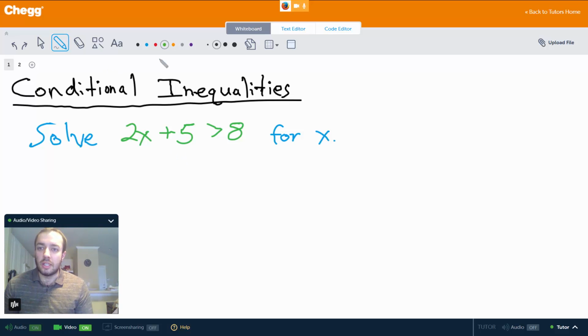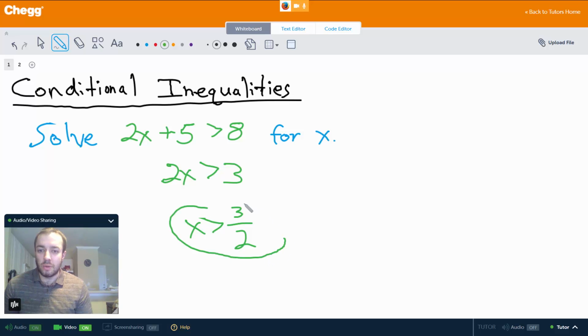So let's go ahead and subtract 5 from both sides. Then we end up with 2x is greater than 3, and then we divide both sides by 2, and we get x is greater than 3 halves. So this is the solution to the inequality, and what this means is that this inequality is conditional, because it is only true if x is greater than 3 halves. So this inequality is true under the condition that x is greater than 3 halves. That's why we call these conditional inequalities.